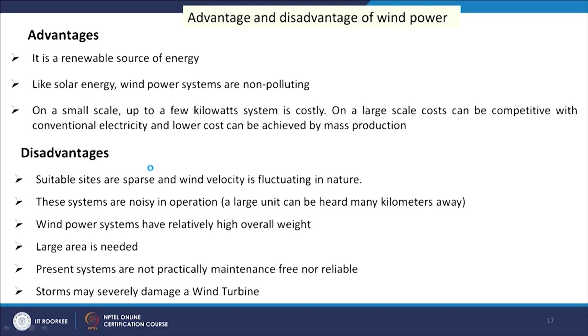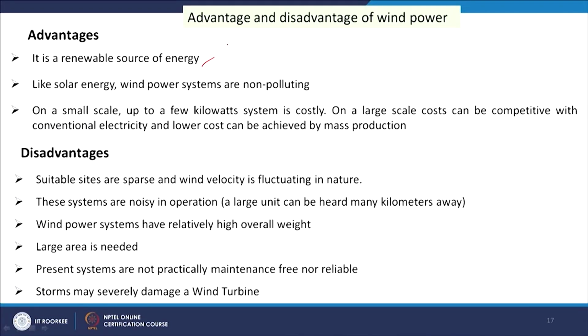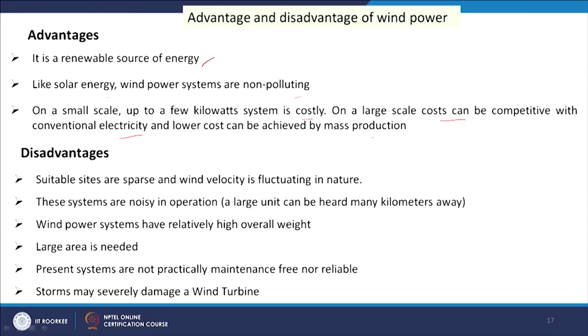Now, advantages and disadvantages of wind power. It is a renewable source of energy, this is the first advantage, and like solar energy, wind power systems are non polluting, no pollution from the wind power. On a small scale, up to a few kilowatt, the system is costly, but on a large scale the cost can be competitive with other types of energy available, particularly conventional electricity, and lower cost can be achieved by mass production. So, these are the advantages of wind. Basically, it is pollution free.